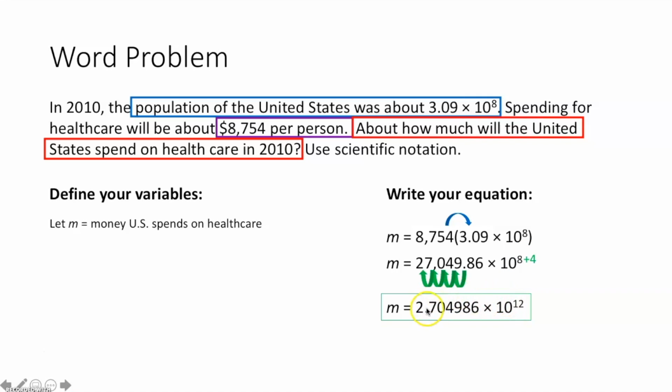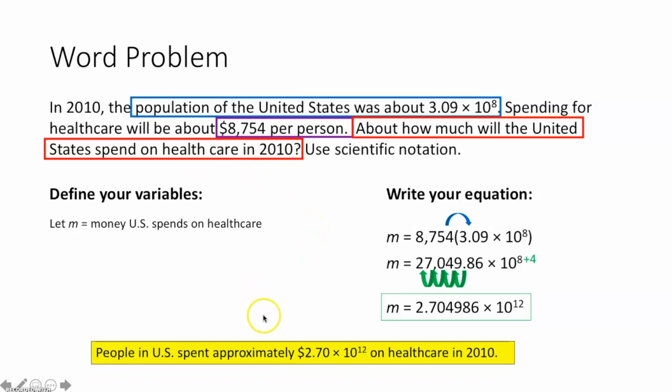Now you could write this as your answer, but what we normally do in scientific notation is we round to the 100th place. So I'm going to say for my answer here, since we were asked a question, we need to answer in a sentence. So about how much will the United States spend on healthcare in 2010? The United States will spend approximately 2.70 times 10 to the 12th dollars on healthcare in 2010.